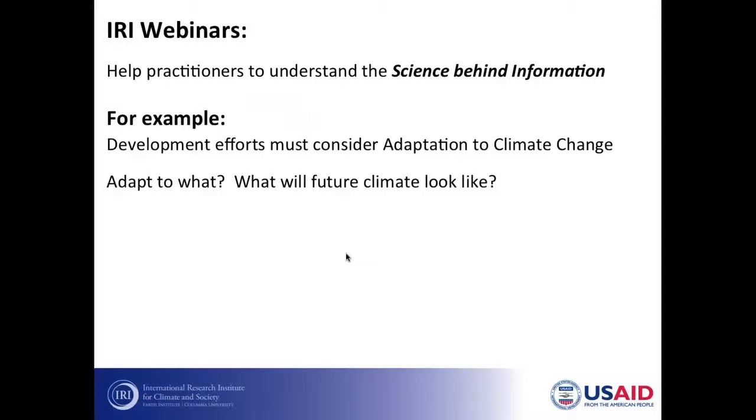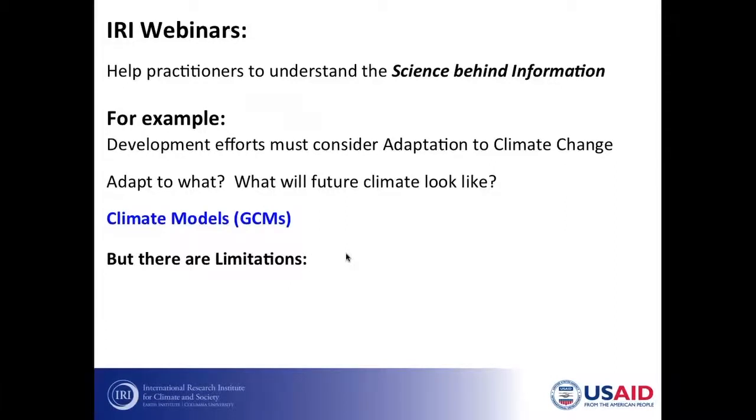And for example, development efforts must consider adaptation to climate change. But then the first question that a practitioner asks is, adapt to what? What will future climate look like? The best tools available that we have for projecting possible future climate are the climate models, the GCMs. And one of the webinars will be oriented to discuss these climate models.